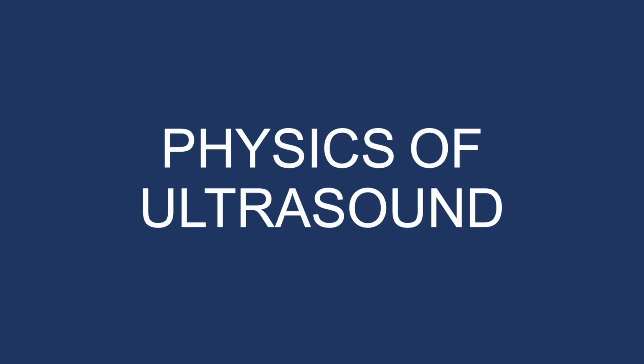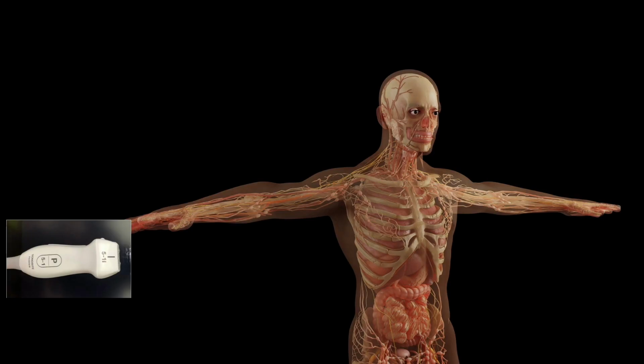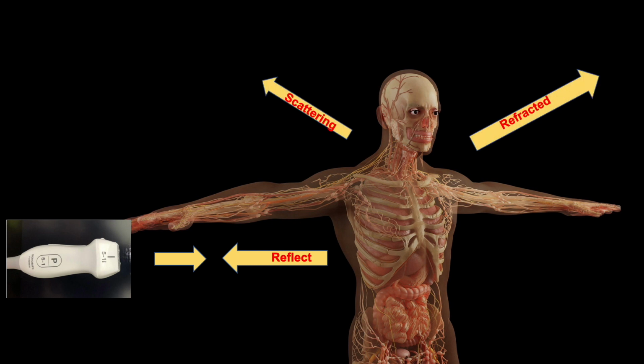We're going to talk briefly about some elementary physics of ultrasound. As I stated, when you point your ultrasound probe toward your subject, ultrasound waves are reflected back, but they are also scattered, refracted, absorbed, producing heat, and then also transmitted through your subject. All these properties of ultrasound affect your image.